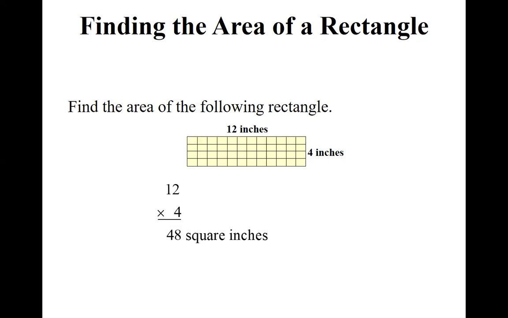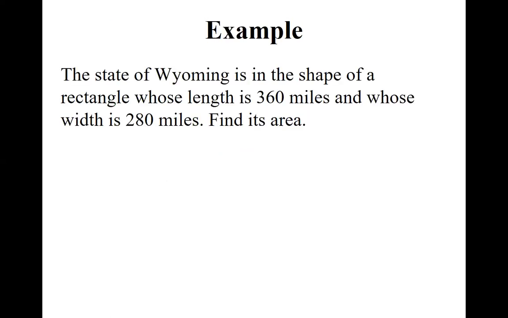This is the same as multiplying the 12 by the 4. Repeated addition is just multiplication. 12 4 times is 4 times 12. 12 times 4. 4 times 2 is 8. 4 times 1 is 4. 48 square inches. So we can multiply the length times the width to find the area.